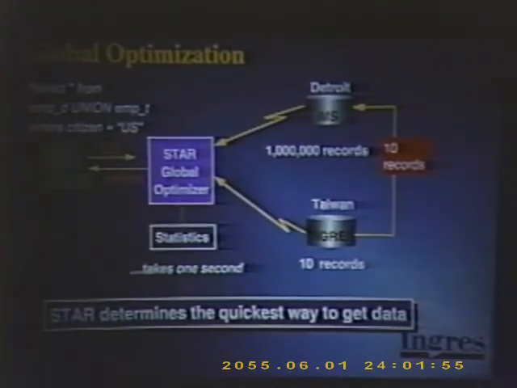Now, if this query was initiated from Taiwan, without a global optimizer, 1 million records would be moved across the ocean to the Taiwan site to be joined with the 10 records of Taiwan. STAR, because it knows the relative distribution of data, knows to move the 10 records to the site where 1 million records resides and perform the join there and return the result to the user in Taiwan.